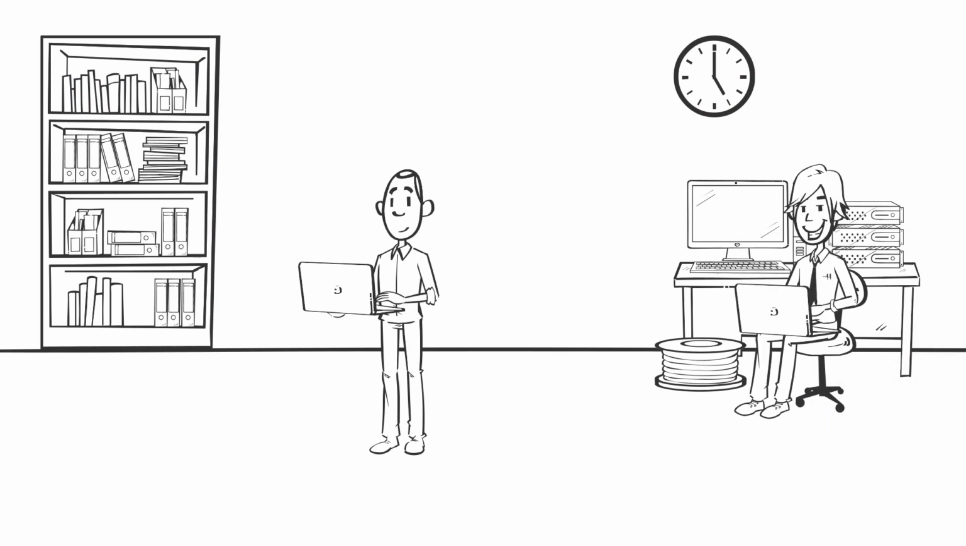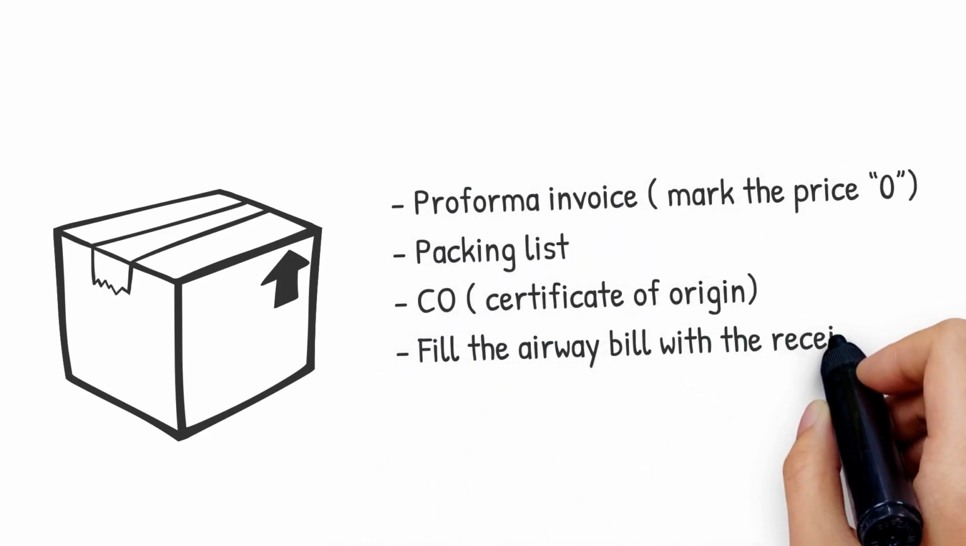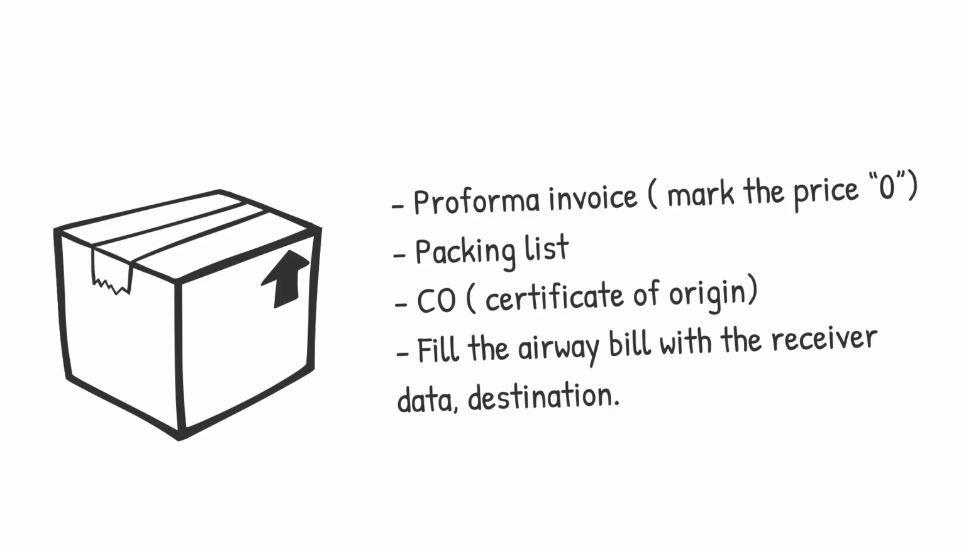Even for sample sending, you need to fill in the export declaration, where you mark the product, its HS code and its value. With sample sending, you prepare the following docs: pro forma invoice, packing list. Sometimes you need to provide a certificate of origin. You need to fill in the airway bill with the receiver data and destination.